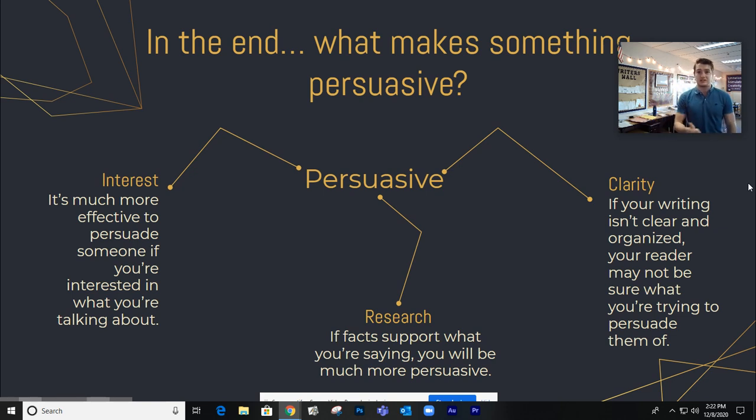Again, that's interest, research, and clarity. And that's about it. That's all I have for you guys for persuasive writing.